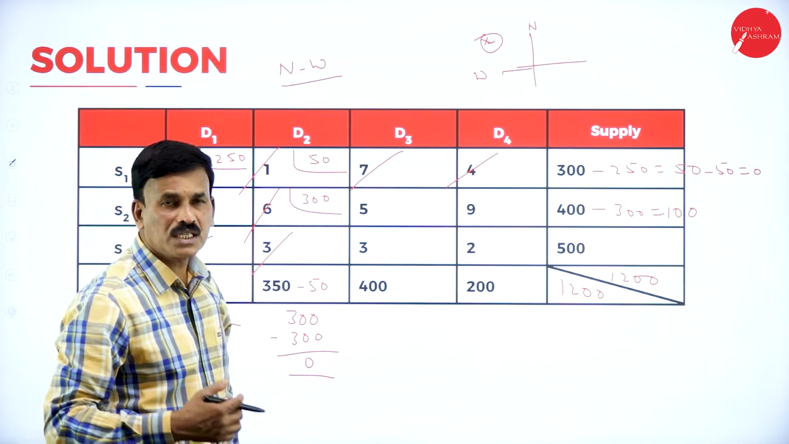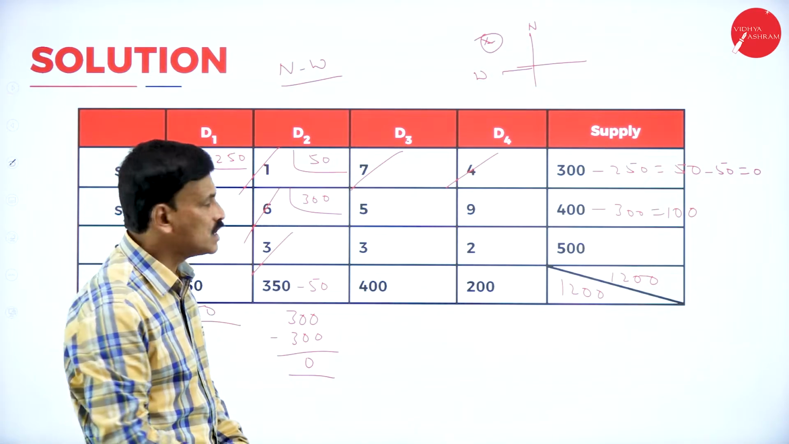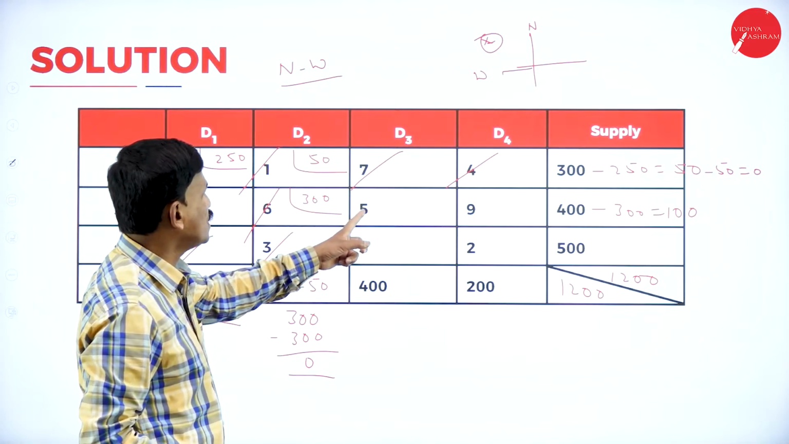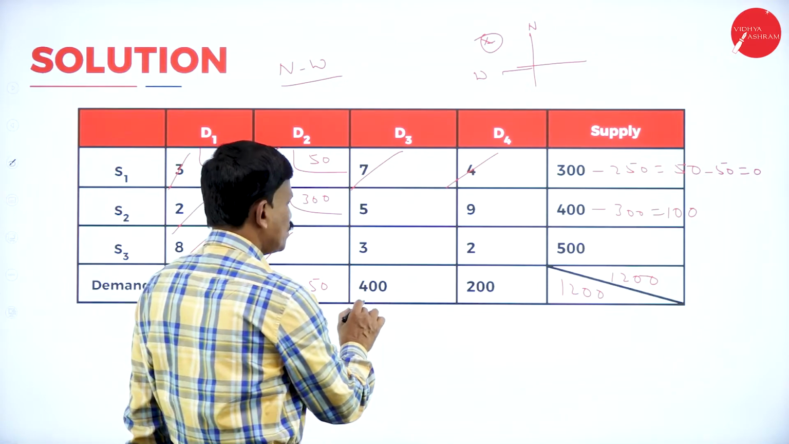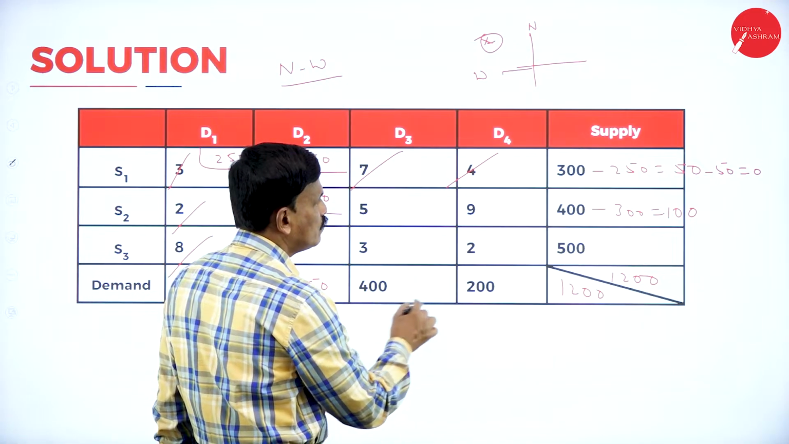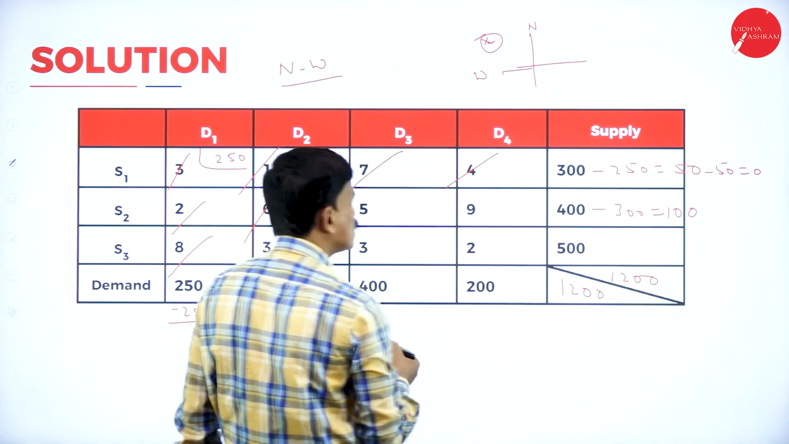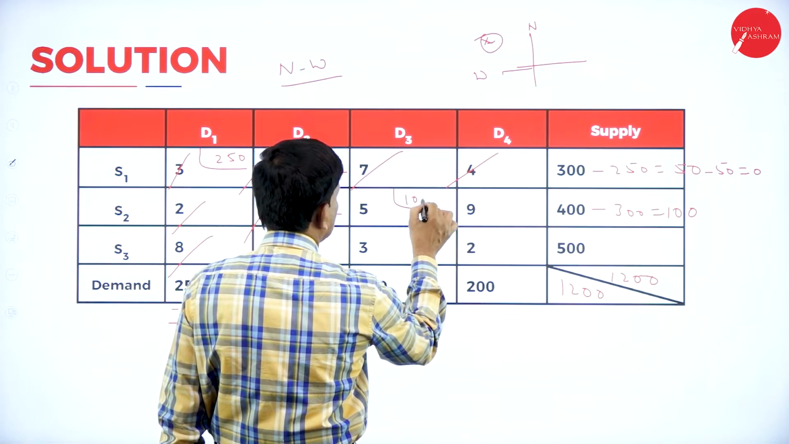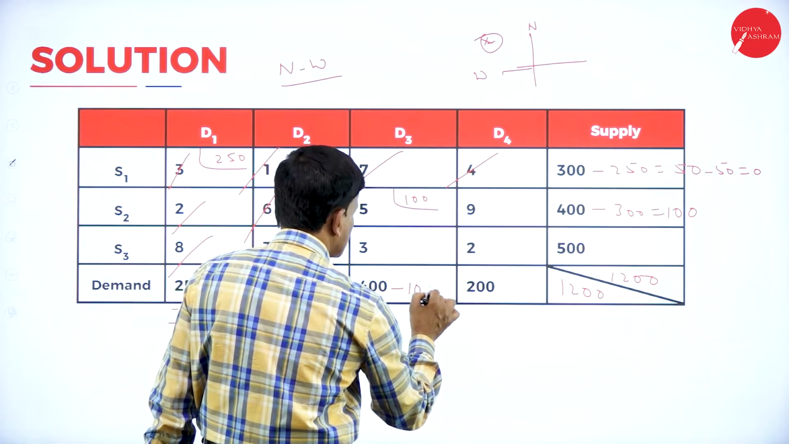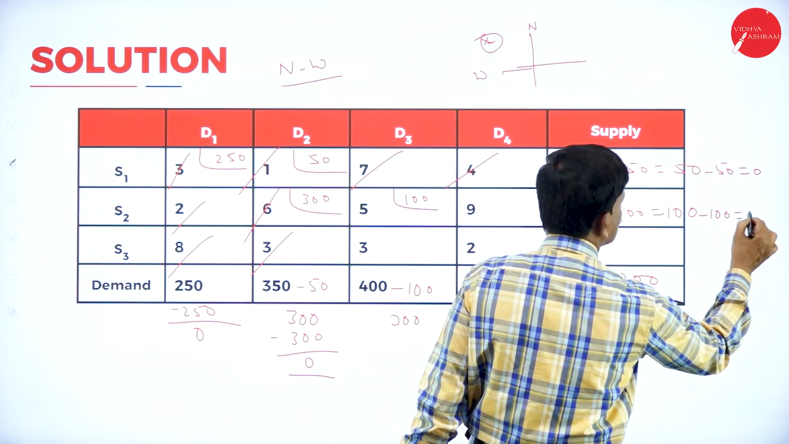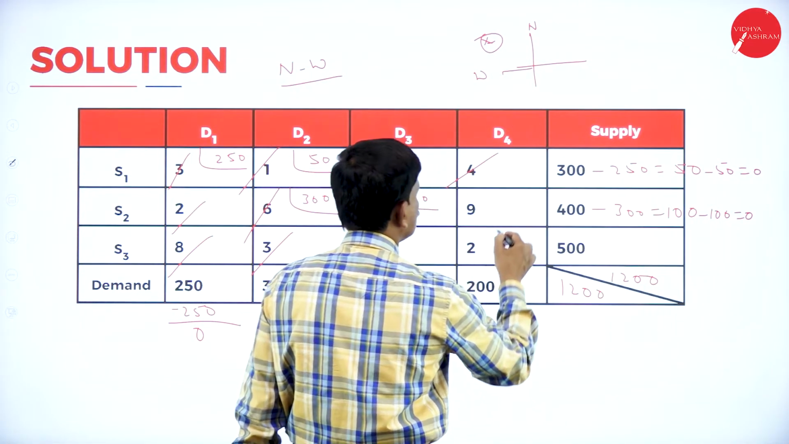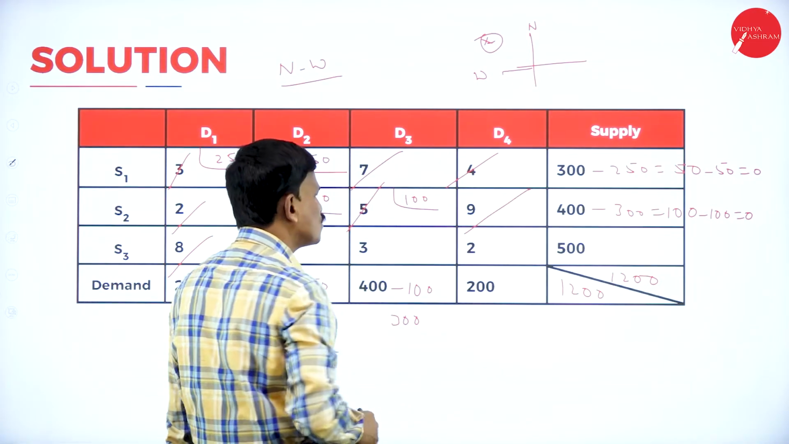Now again go to the next step, same procedure. Identify the northwest element. Northwest element is 5, and find out the minimum value in supply and the demand. 100 is minimum. You can allocate 100 here. So 400 minus 100 is 300. Here 100 minus 100 is equal to 0. If this is equal to 0, you can cancel this row also.